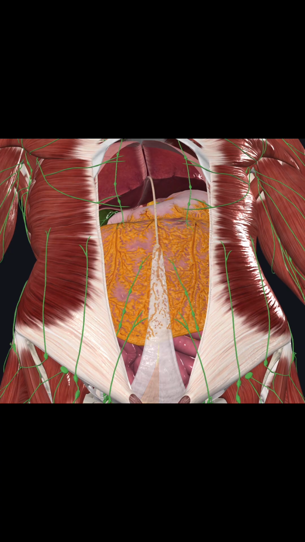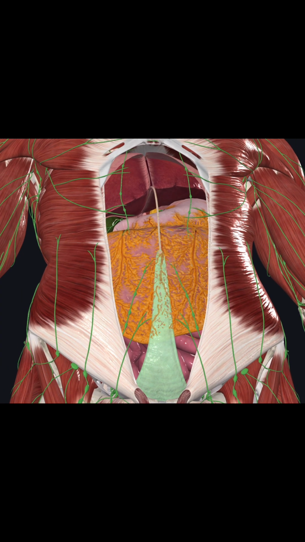So that is about the hernias, and the congenital hernias.